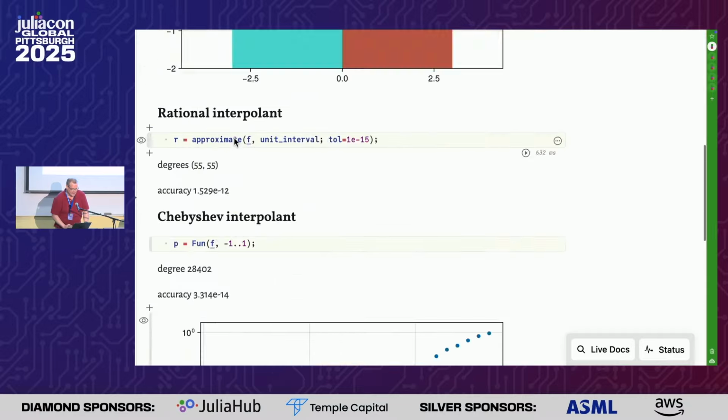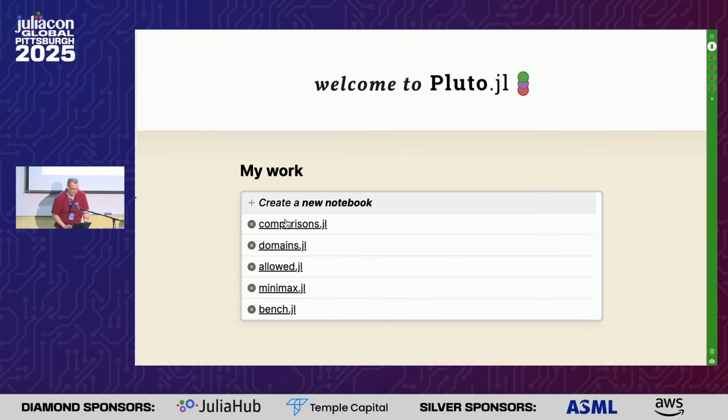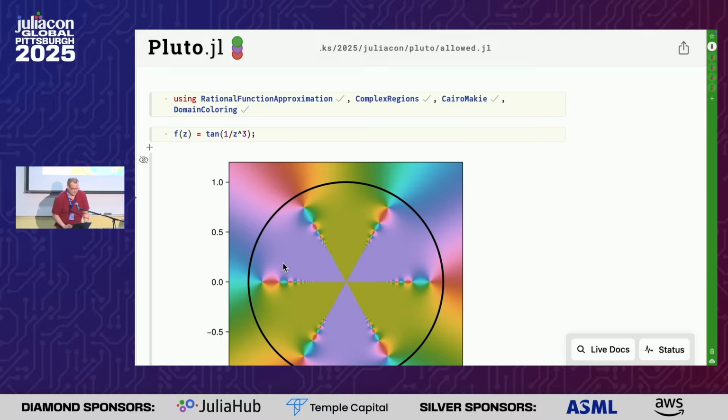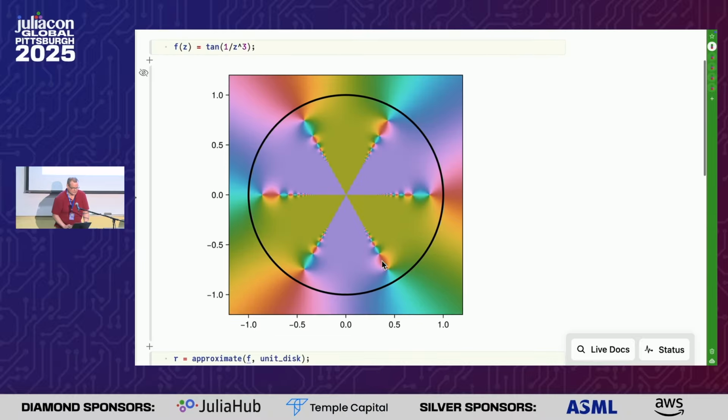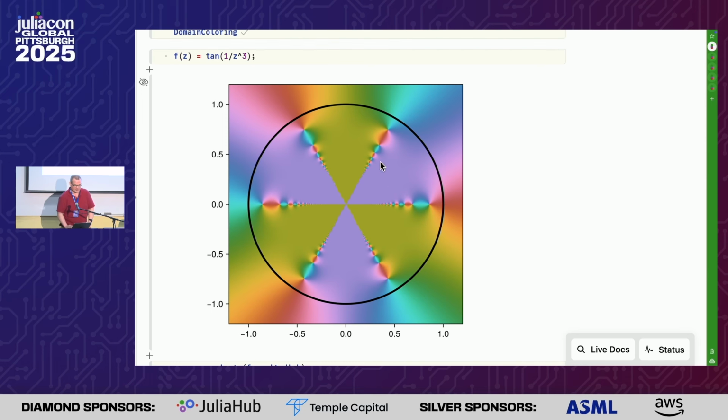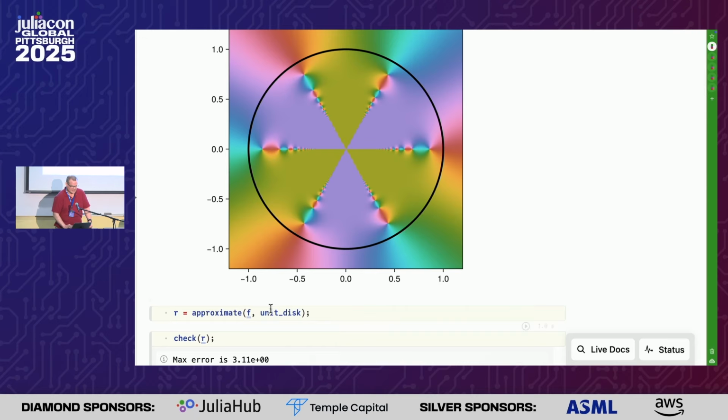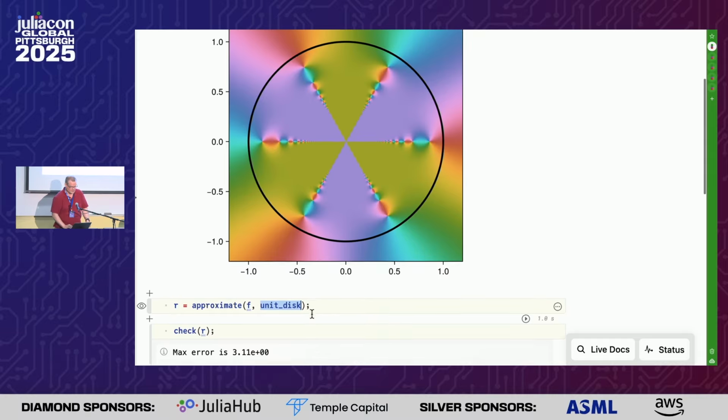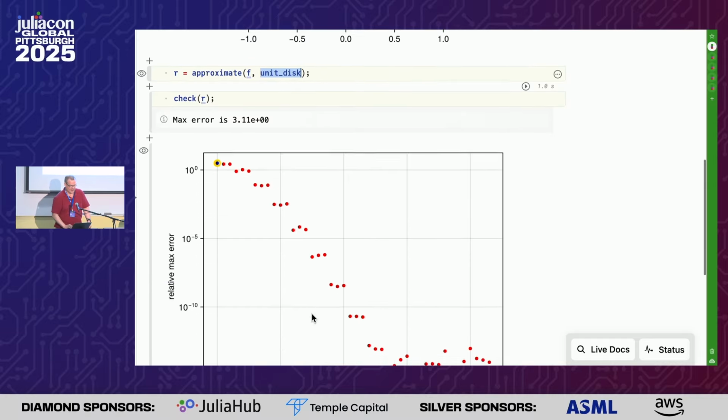So on this matter of allowed poles, here's an example of a function that has infinitely many poles in the unit disk, but it's analytic outside. So if I specify the domain as the unit disk, I am telling the system that I want an approximation that's analytic there. And basically it says, good luck.